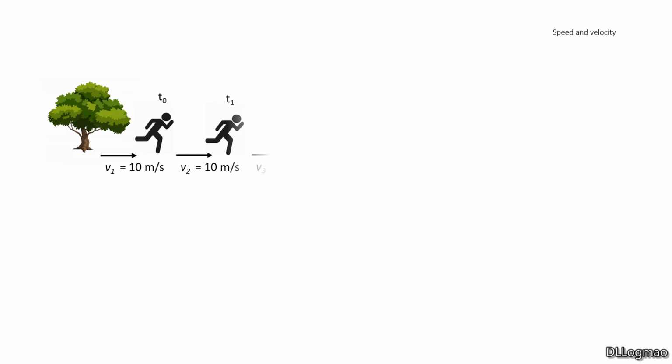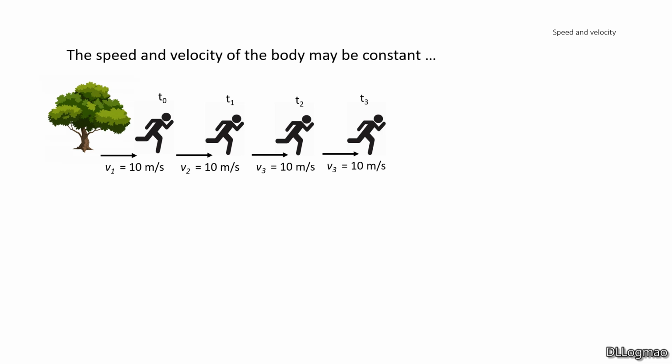From the tree, the man is running away with a speed of 10 meters per second at all times. So the speed and velocity of the man is constant. This is a uniform motion.